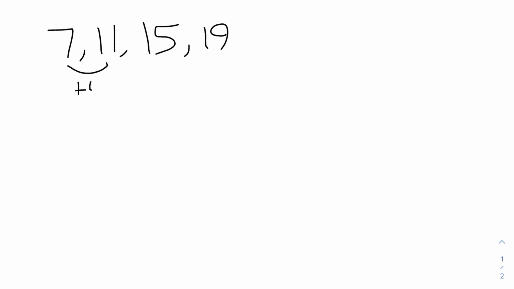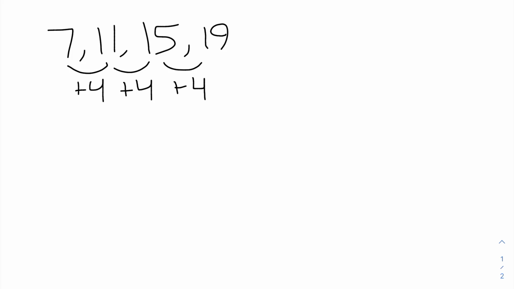Let's say we have a sequence, and the first four terms of the sequence are 7, 11, 15, and 19. And we want to find the eighth term of the sequence. How do we do that? Well, first, let's figure some things out about the sequence. We see that this is an arithmetic sequence because each term has a difference of 4. So the common difference is 4.